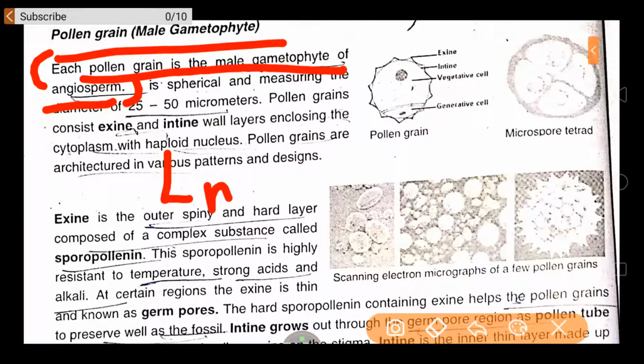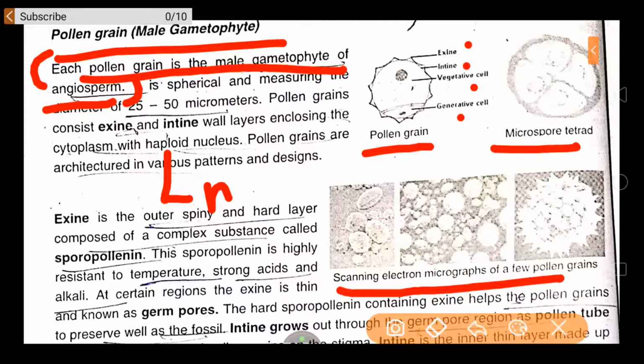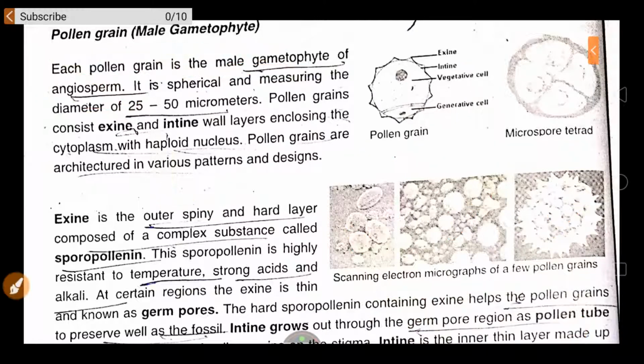Pollen grains are architectured in various patterns and designs. So this is a typical pollen grain. The outer layer is exine, which is very hard, then intine, followed by the vegetative cell and generative cell. This is a microspore diagram, and these are scanning electron micrographs of a few pollen grains, obtained from electron microscopes. Diagrams are equally important, right.